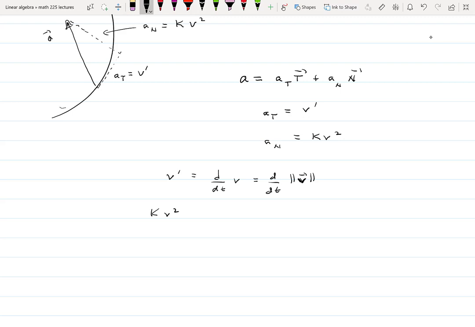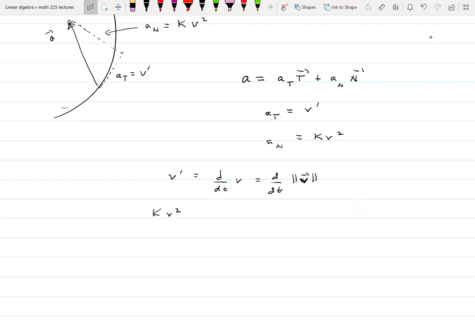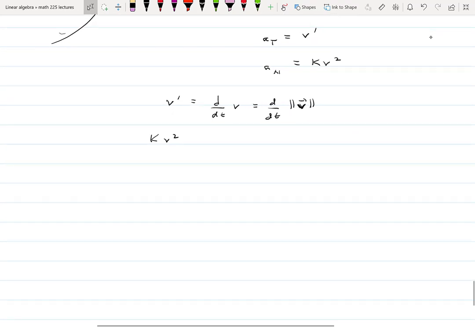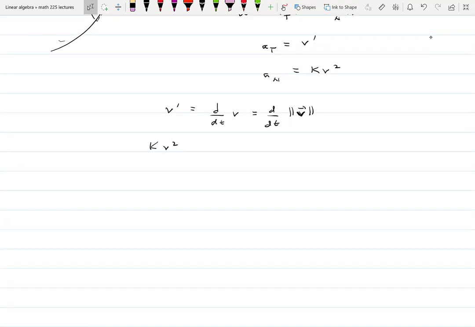V is just the speed, the length of your velocity. V squared is just the length of your velocity squared, which isn't so bad. But this normal component in particular can be pretty algebraically heavy. Okay, so it would be nice if we had some simpler formulas, or alternate formulas, for the tangential and normal components. Okay, so let's take a look at them. They're easy to derive, by the way. I'm going to derive them for you.